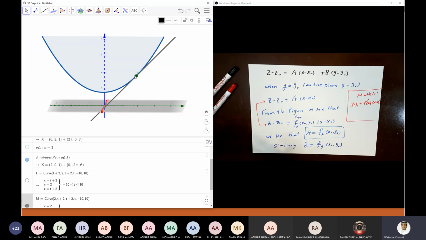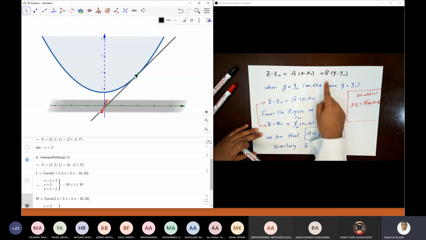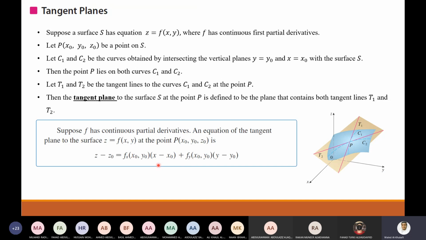Now, what will be the equation of the curve? It will be z minus z naught equals derivative with respect to x evaluated at x naught y naught, plus b, which is this one, derivative of f y evaluated at x naught y naught, times y minus y naught. Which is this one, z minus z naught equals derivative with respect to x, this. Okay. Any question here, guys?